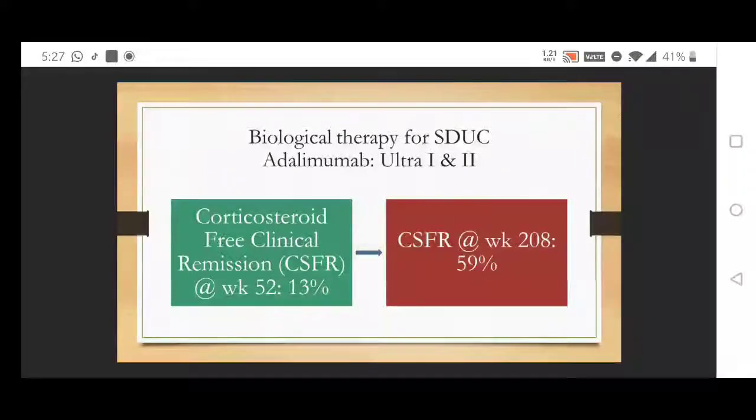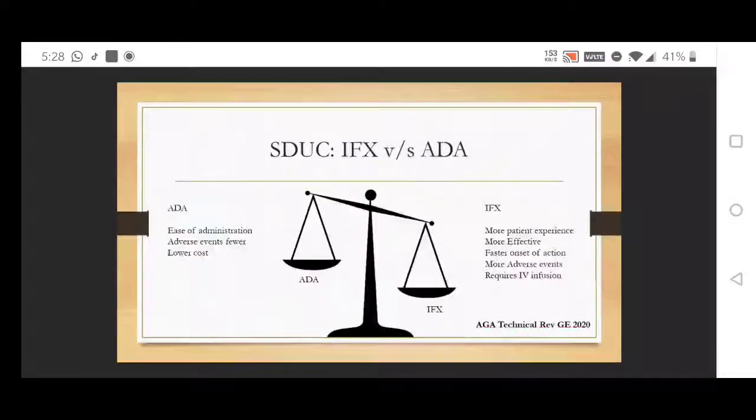What about Adalimumab, which is the other anti-TNF biological that is available in the market? The Ultra 1 and Ultra 2 trials showed that the corticosteroid-free clinical remission at 1 year was 13%. So for Remicade, 21% in Act 1, and in the other two studies that I showed you, 40% plus. So Adalimumab is just about 13%. But this French study showed that if you give Adali for 208 weeks, which means 4 years, then your corticosteroid-free clinical remission goes up to almost 60%.